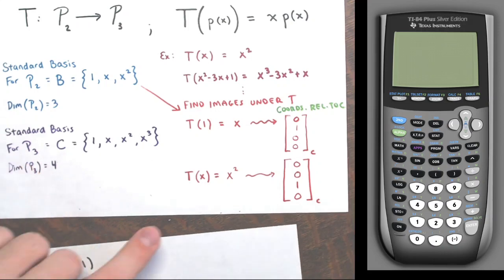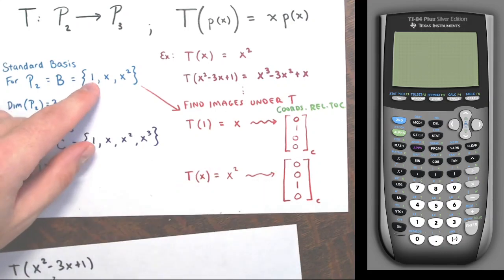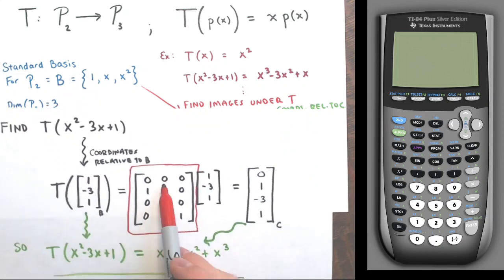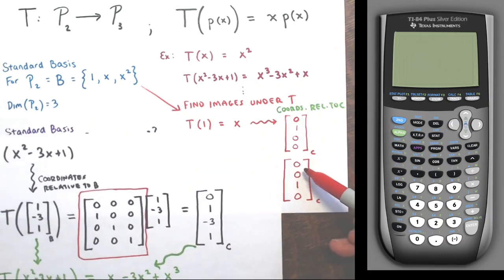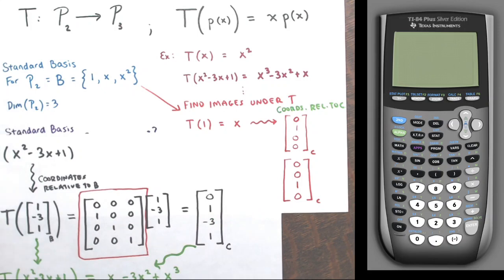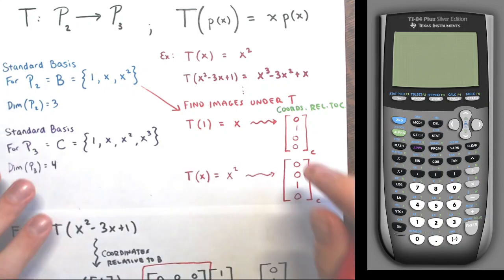0, 0, 1, 0. And now look at the second column. This was the second vector. We're going in order here. Look at the second column of the standard matrix: 0, 0, 1, 0. Hey, they're the same.